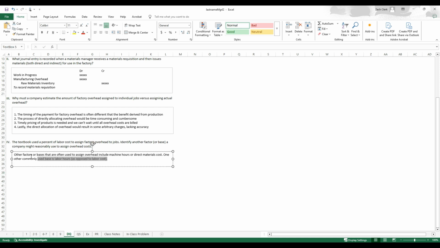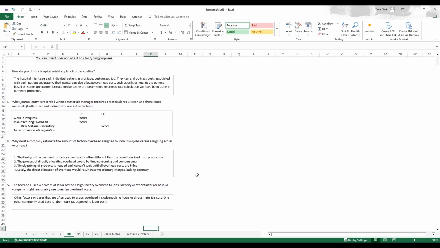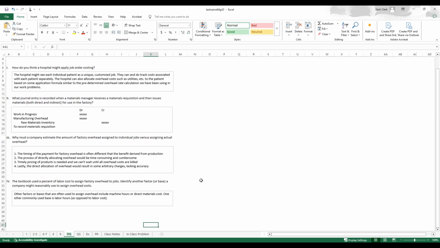Maybe that's for some reason not a good base. Maybe it's too erratic and not as connected to overhead. So that's really what you want to do: try and find the factor or the base that ties as best to the actual cost for overhead that you're going to incur. And that just requires experience and knowledge and some trial and error, honestly, probably. So, okay, that is our discussion questions.